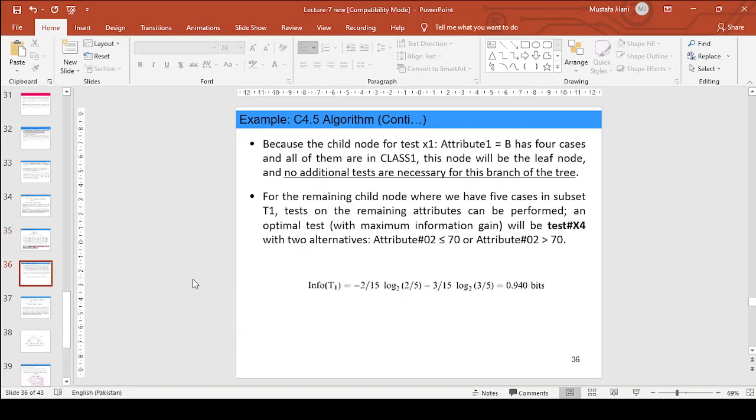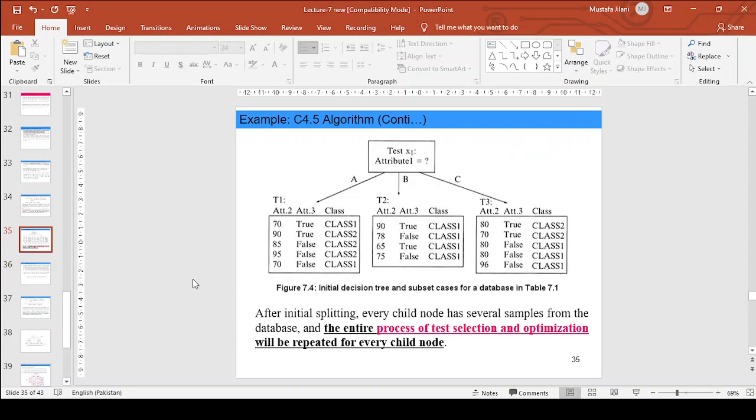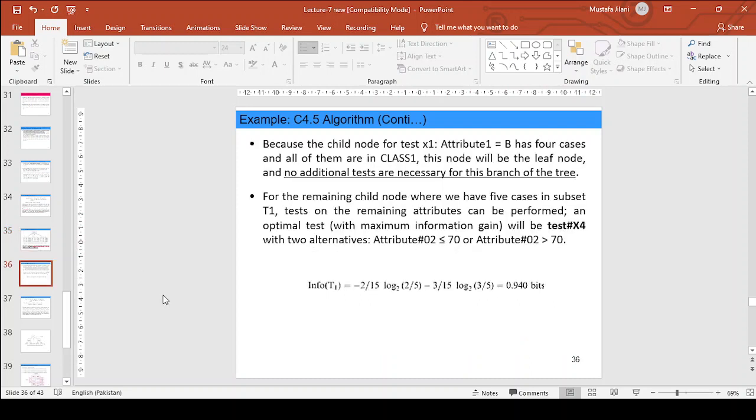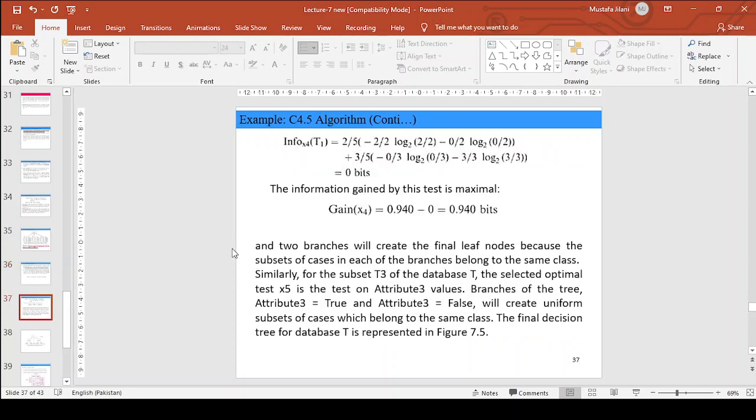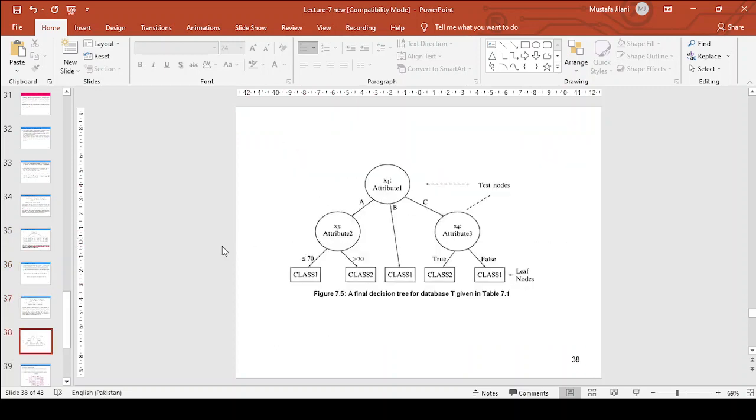So after doing this, we have to run the algorithm again on this sub database, T1, and apply the similar algorithm and information gain values for the third portion. We don't worry about the second portion because it is already decided. So this algorithm is running again and we are looking at these values.